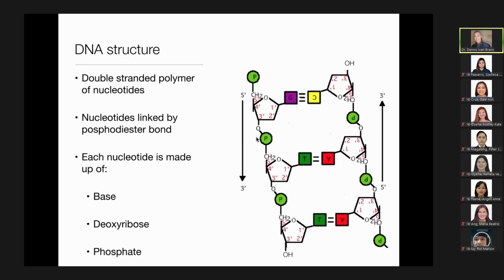DNA is a double-stranded polymer of nucleotides. So this is the first strand with an anti-complementary strand bonded to it. Now, if you take a look at the individual strands of a nucleotide, a DNA strand is composed of nucleotides that are linked together by phosphodiester bond. So the individual nucleotides in turn are composed of the base that is bonded to the sugar, which is deoxyribose, which in turn is bonded to a phosphate.